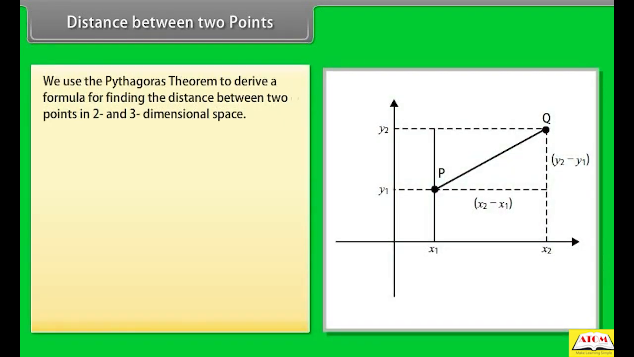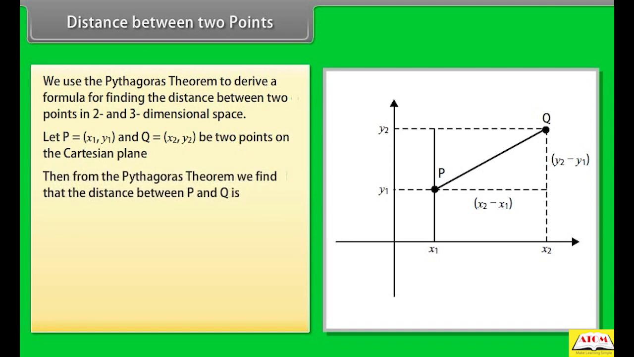Distance between two points. We use the Pythagoras theorem to derive a formula for finding the distance between two points in 2 and 3-dimensional space. Let P equal to x1, y1 and Q equal to x2, y2 be 2 points on the Cartesian plane as shown in the figure. Then from the Pythagoras theorem, we find that the distance between P and Q is PQ equal to square root of x2 minus x1 square plus y2 minus y1 square.